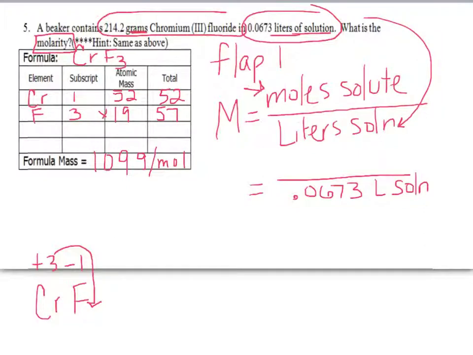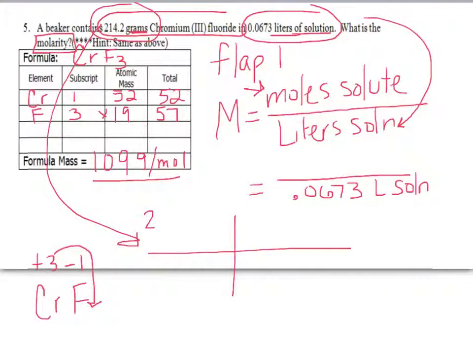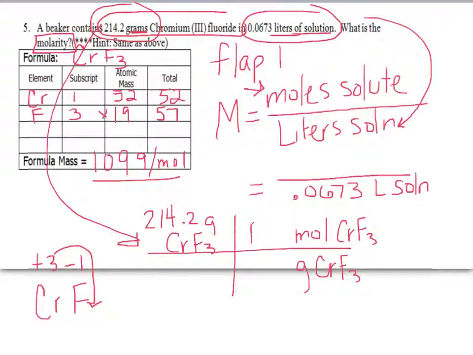So using the formula mass, I can convert my 214.2 grams into moles. So we'll set up a little T-chart. And we'll start with 214.2 grams of CrF3. We convert grams to moles. We know that our formula mass means that we have 1 mole equal to 109 grams of this substance.